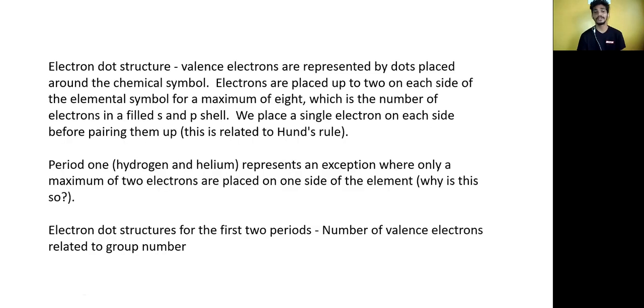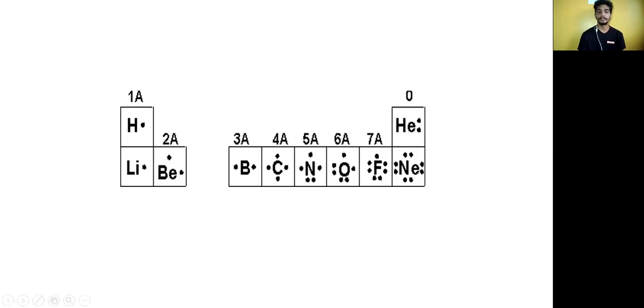Electron dot structure for group 1 and 2. What is the number of valence electrons? The number of valence electrons is related to the group number. So for group 2, the electrons are 2. You can put it there. Valence electrons: carbon has 4, nitrogen has 5. Getting my point? This is how we have to interpret.